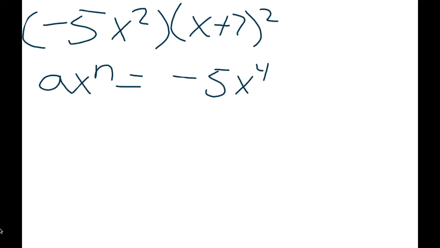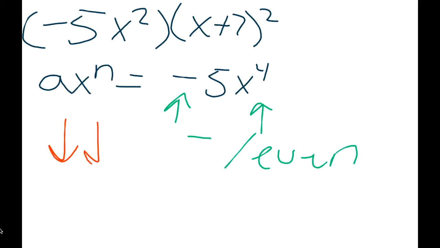Now that we have found our term of highest degree, we can now determine the end behavior. Our exponent is even, and our coefficient is negative. We know that when our exponent is even, the arrows both go the same direction. And since we've determined it is negative, we know it goes down. So it's down and also down because it is even. If we put this equation on a graph, it would look something like this.